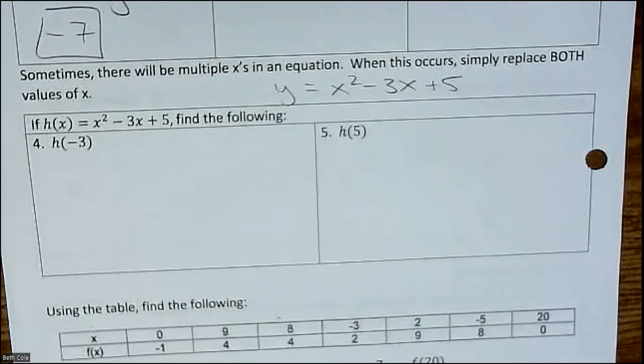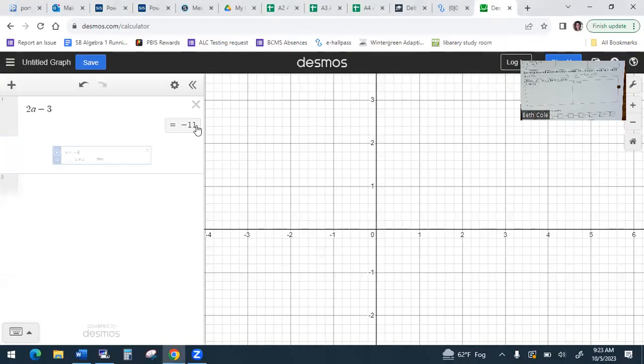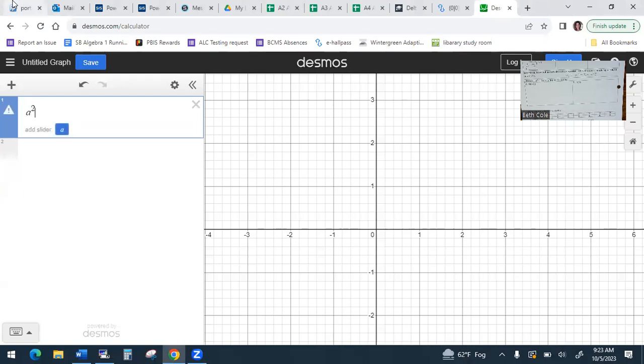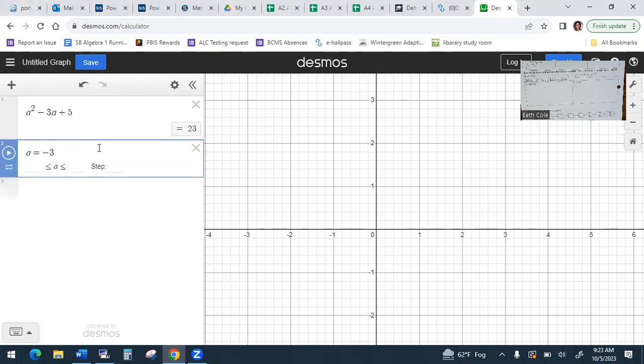So write it as y equals, I'm going to share my screen again real quick. And what will I type? You have to know how to use the calculator. So what am I going to type? You guys tell me this time. X squared. Not x squared, but good. So it's a squared. Good. Then what? Minus 3a. Good. Then what? All right. So a equals -3. What's your answer? 23. 23. That's it.